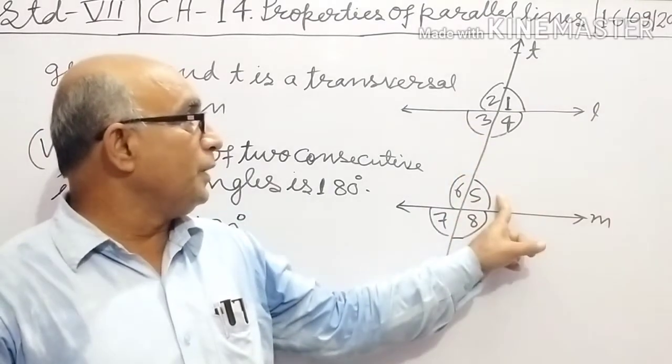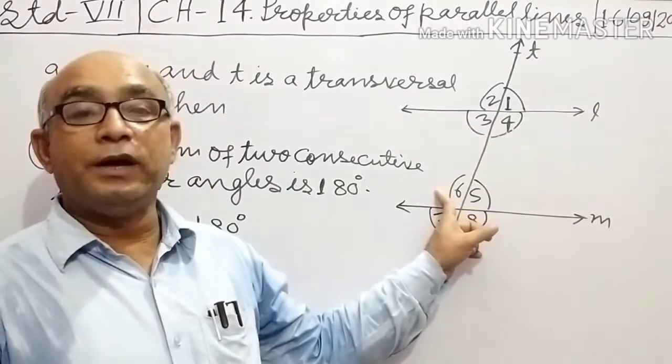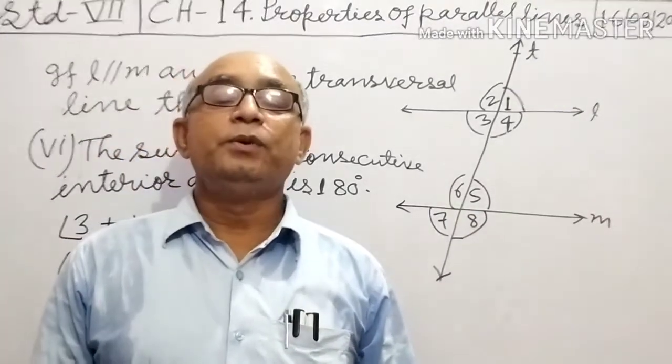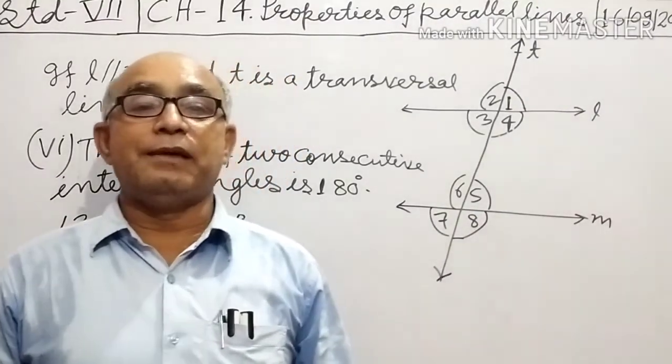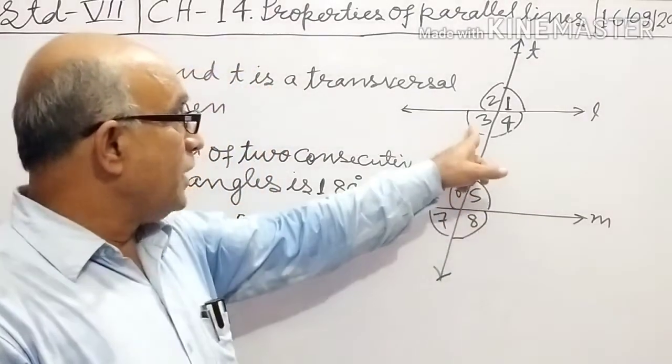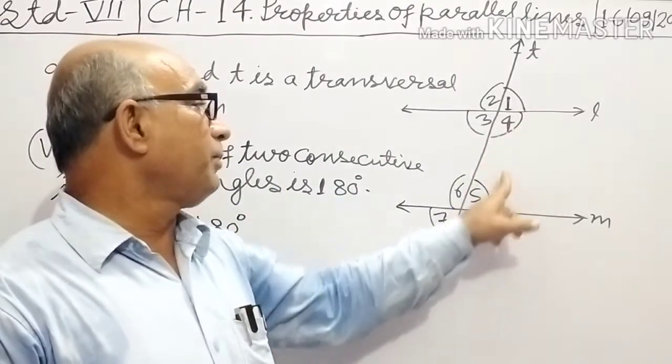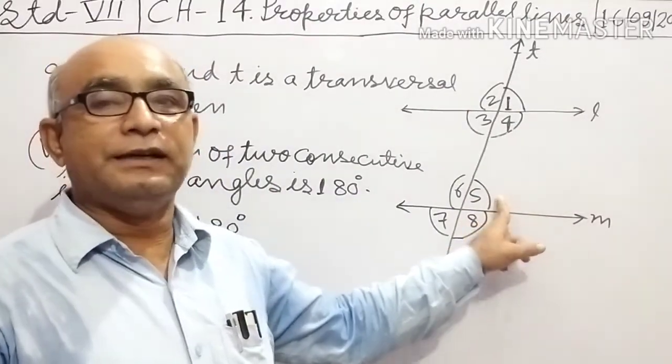So angle 3 equal to angle 5, angle 4 equal to angle 6. And the third important point is the sum of two consecutive interior angles is 180 degrees. So angle 3 plus angle 6 equal to 180 degrees and angle 4 plus angle 5 equal to 180 degrees.